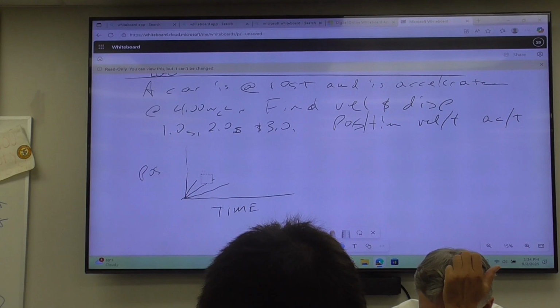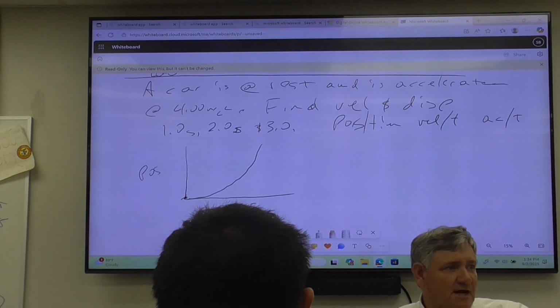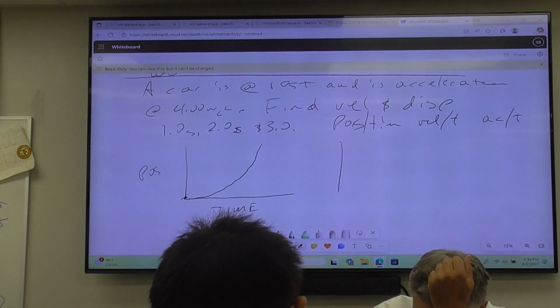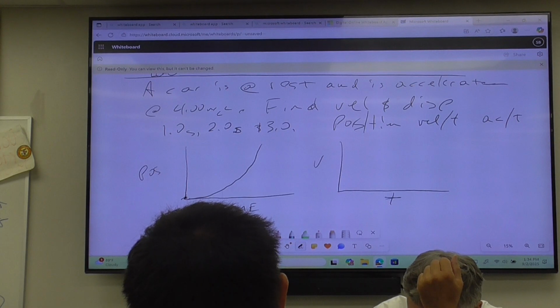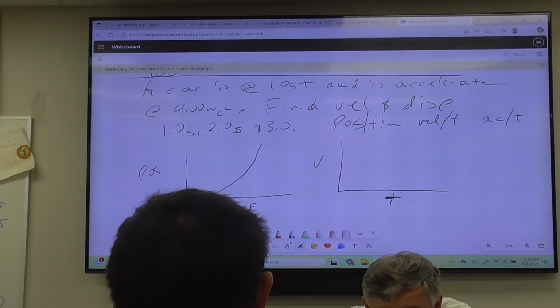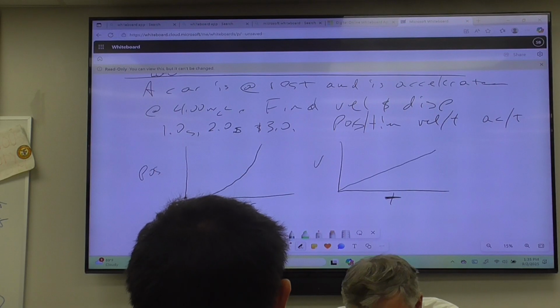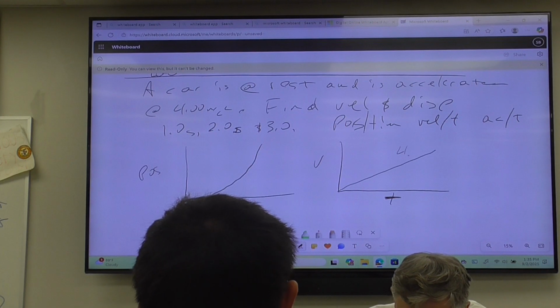We just got, I don't know what the numbers are yet, but we'll fill them in later. As a general shape, I know the position time graph is going to go something like this. Okay? Now, what about my velocity time graph? Michael, what's my velocity time graph going to do? It's just going to increase at a constant rate. Boring? Okay. What's the slope of that line going to be? Acceleration. Which is 4 meters per second squared.